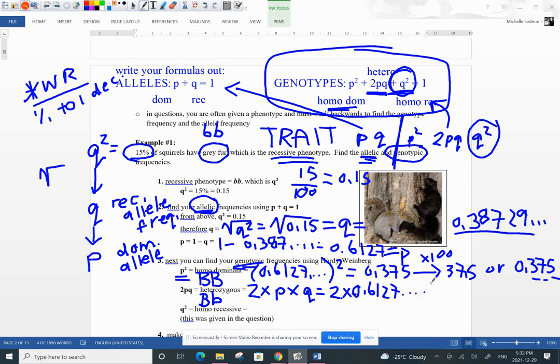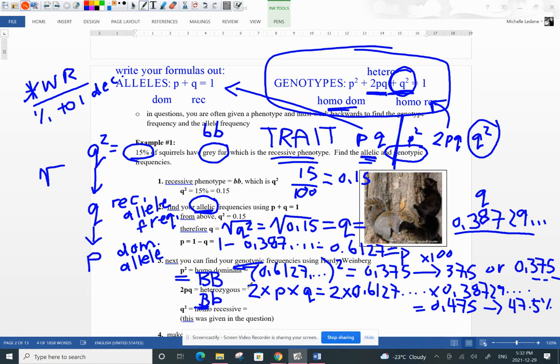0.6127, and so on. And here's my q value here. I'm going to plug that into my calculator, 0.38729, and so on. Punch that into my calculator. 2PQ, all these black squirrels that are heterozygous, is 0.475. Or if I convert that to a percentage, that's 47.5% of the population are heterozygous. They carry a recessive allele, but they're black because they have this big B dominant allele.